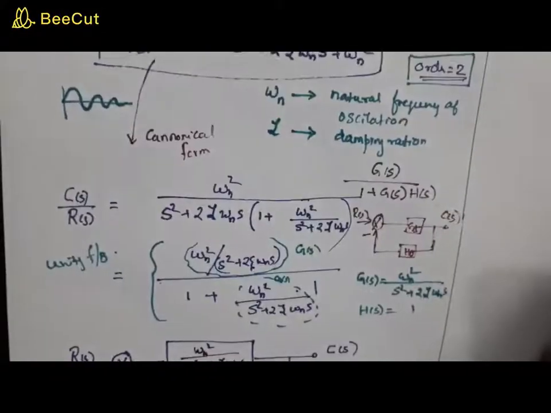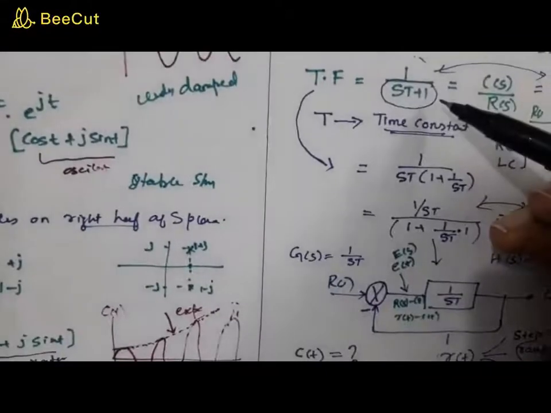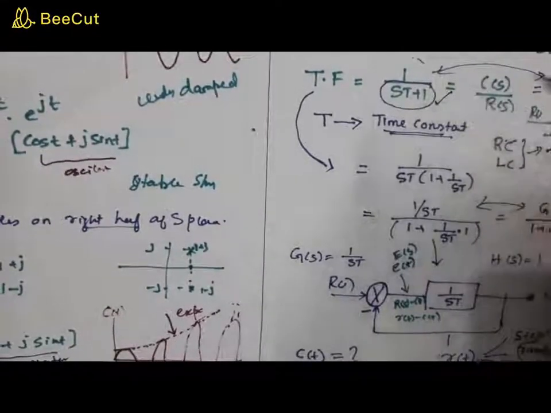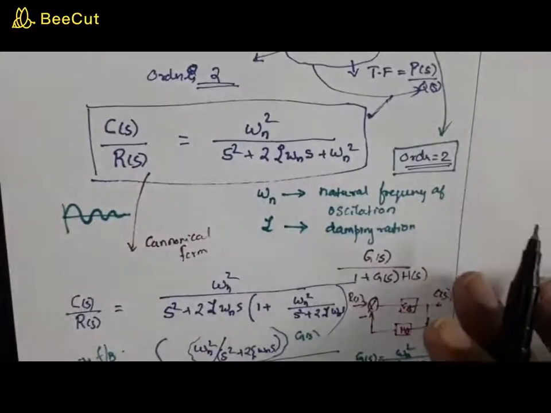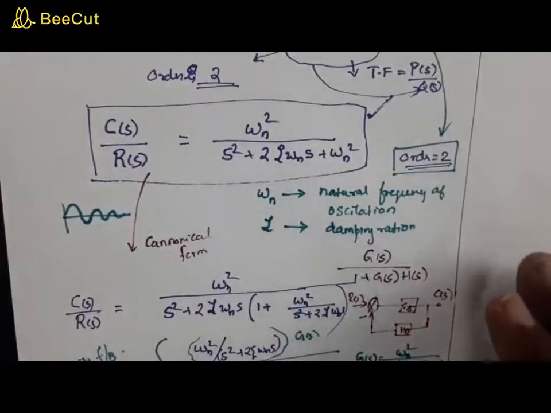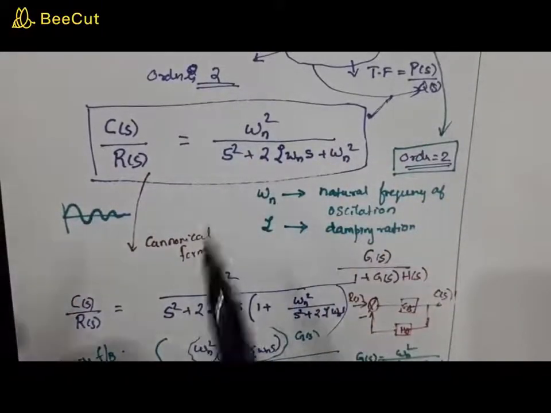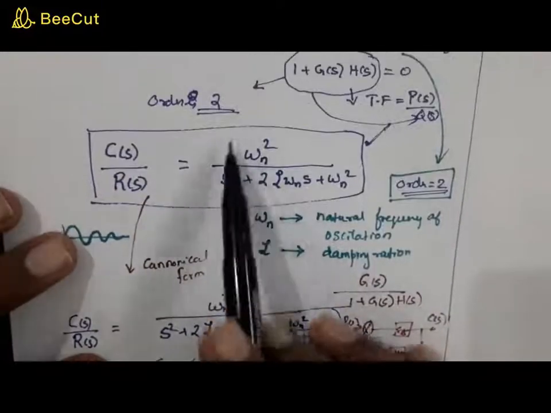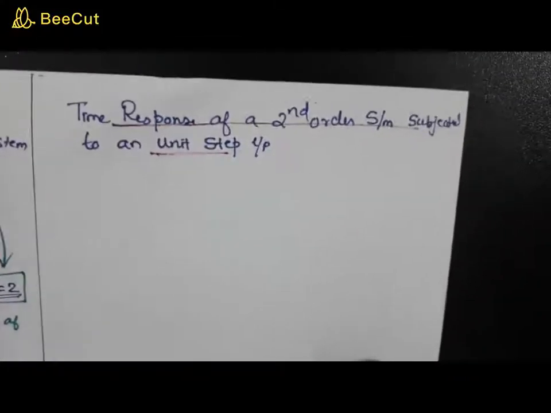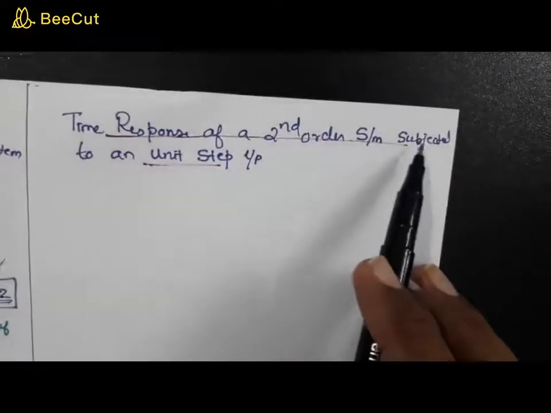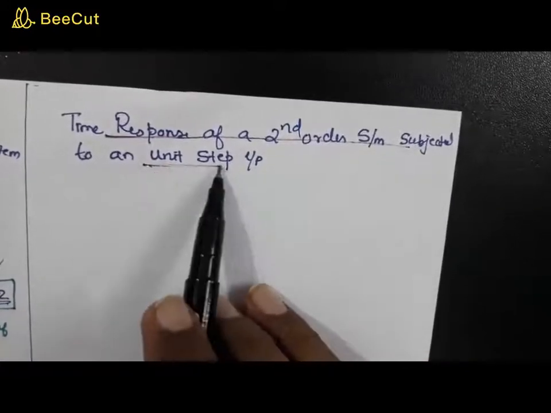These two transfer functions: this is the transfer function of the first order system, and this one is the transfer function of a second order system. You need to know it by heart. So learn this and try to understand each parameter. Now let's see the time response of a second order system subjected to a unit step input.